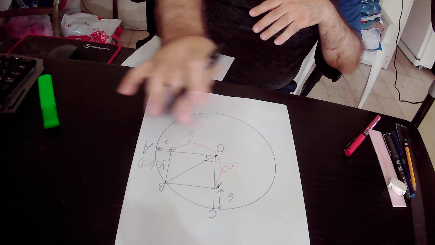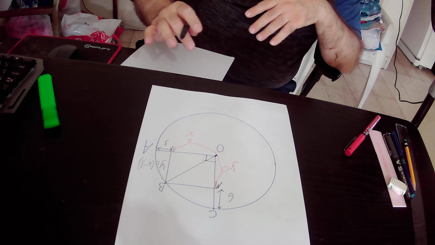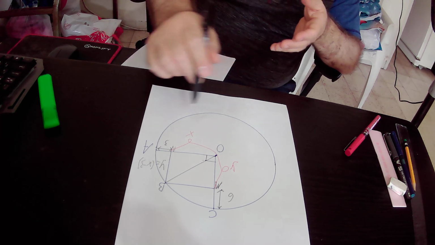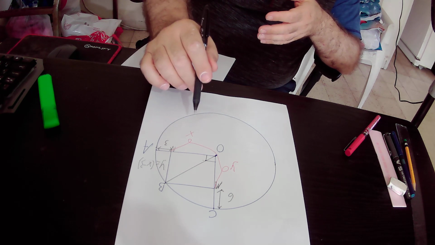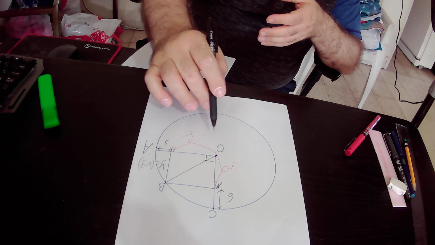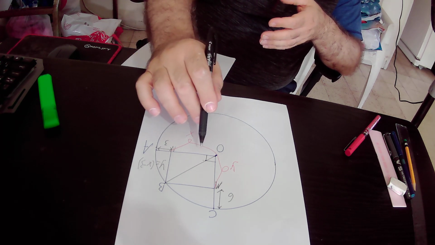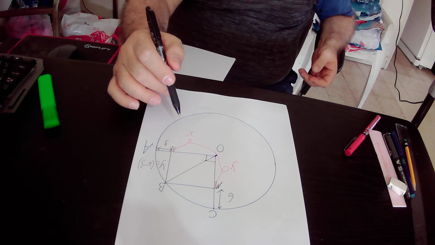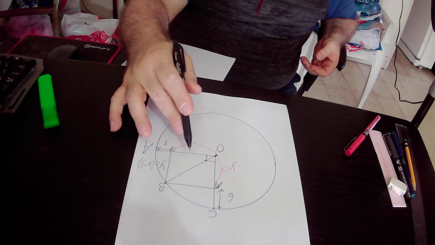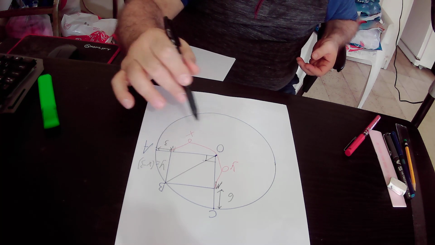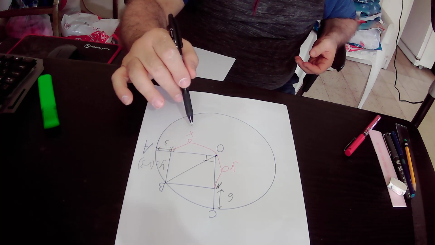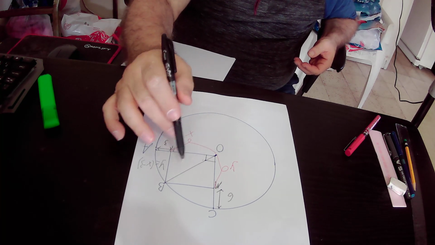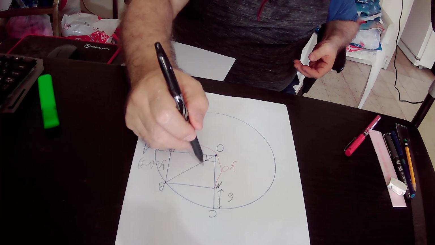But OA is also the radius of this circle for the same reason, and OA equals x plus 3. So OB will also be equal to x plus 3 because OB is also the radius of this circle, and those two radiuses are equal to each other. If OA equals x plus 3, then OB, that is also the radius, will be equal to x plus 3.